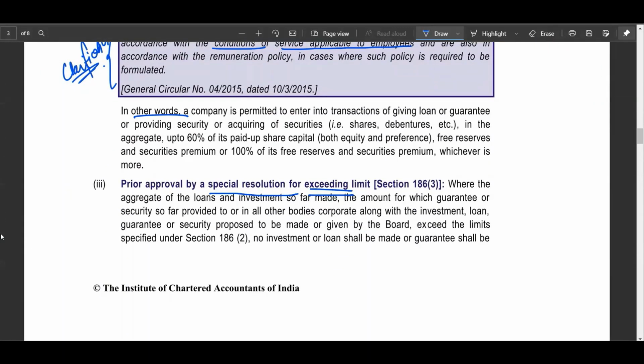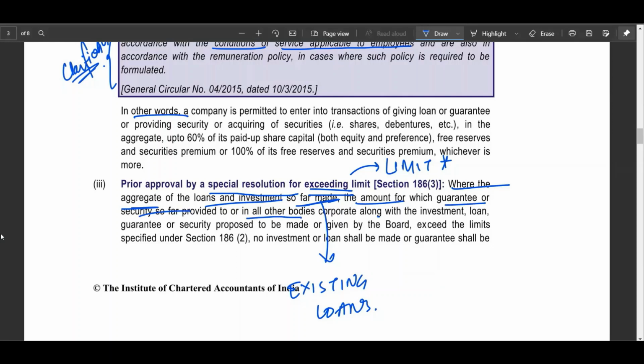Yeah, so prior approval by a special resolution if limit is exceeded. हमने अभी लिमिट देखी नहीं, लिमिट क्या होती है, where the aggregate of the loans and investments so far made, the existing loans, the amount for which guarantee or security so far provided, or in all other body corporates along with the investments, loans, guarantees or securities proposed. So existing loans plus proposed loans. Loans here means loans, investments, guarantees and securities.